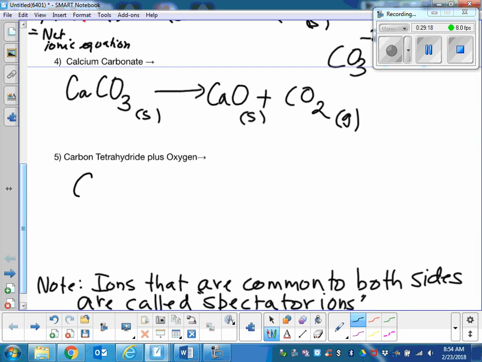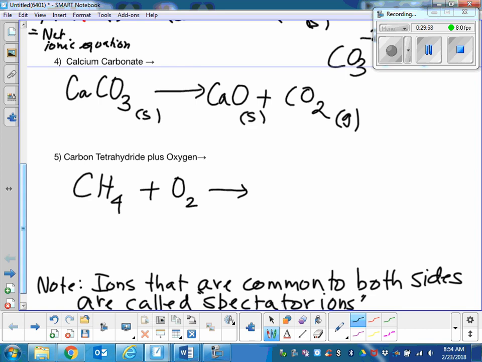Carbon tetrahydride, CH4. Yes, Katie. Okay, Katie, I'll tell you where your thinking is not going the right way. It's a covalent compound. This is a covalent compound plus oxygen. Well, you don't know this information, so I'm going to give you this information.